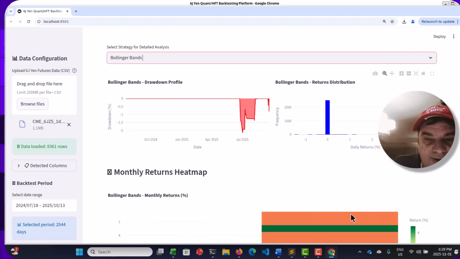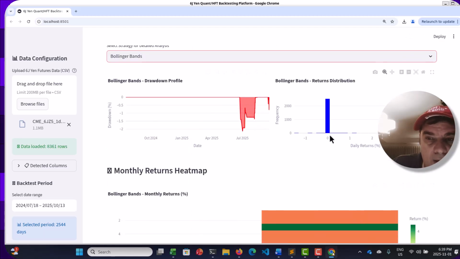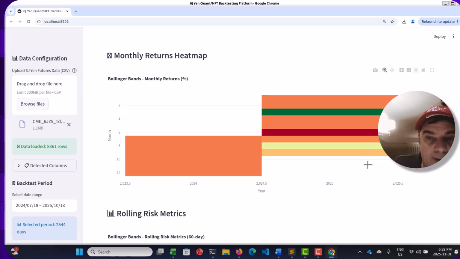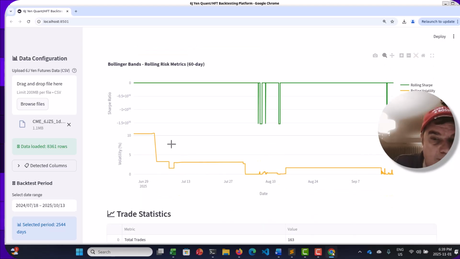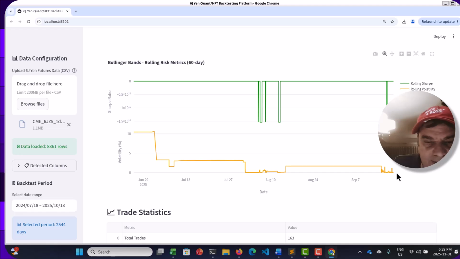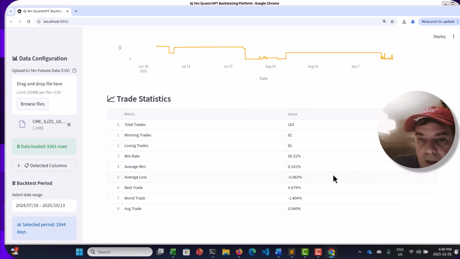Okay, so you can see here we got lots of drawdowns in July, quite a few in September. Okay, so here's the returns. So we do have some rolling risk here. The volatility just drops off as of June this year, going lower. It looks like in September. So we got winning trades, 50% win ratio.